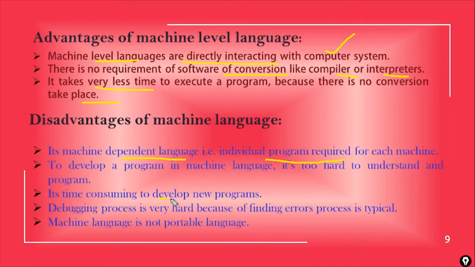It is time consuming to develop new programs, and the debugging process is also very hard, because finding errors is typical. And machine language is not portable, which means we cannot port programs from one machine to another. So these are the disadvantages. The main disadvantage of machine level languages is that they cannot easily be used to develop new programs, because they cannot be understood easily by users.